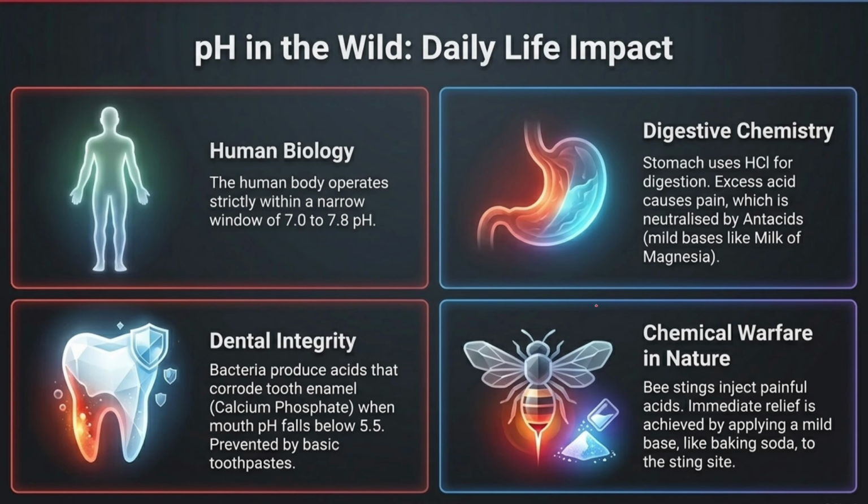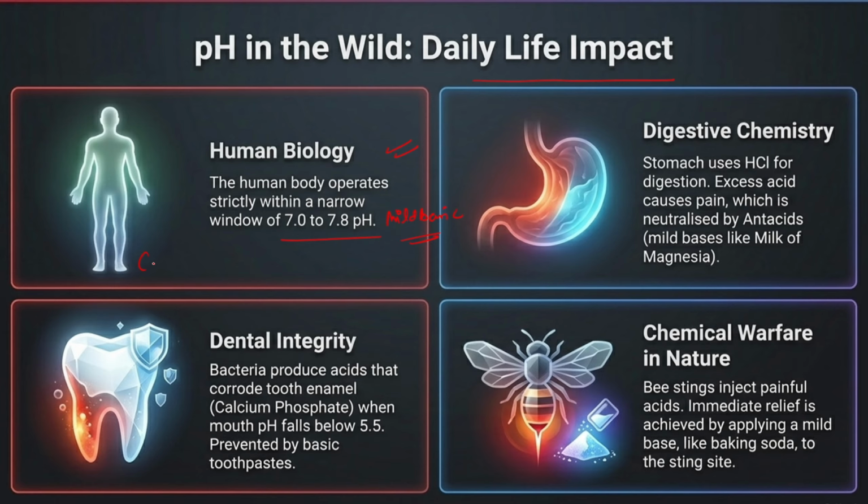Okay, next. So pH has a lot of impact. It has a lot of applications in our life. So human biology. Our body operates in between 7 to 7.8 pH. That means slightly basic. I would say mild or slightly basic. So what is the natural pH of our body? You can say it is slightly basic.